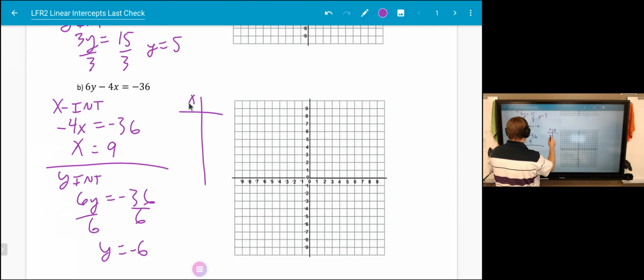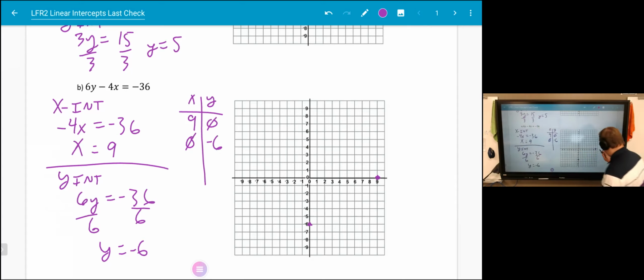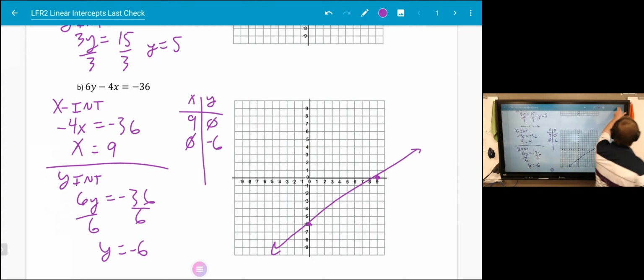If I make my little table here, for my x-intercept, that's when y was 0. X was 9. And if I do my y-intercept, that's when x is 0. Y turns out to be negative 6. So 9 comma 0, 0 comma negative 6. Draw the line. We'll see if I can do any better too. Hey, that's not bad. Not great, but it's not bad. That is how you take care of those. Okay, let's move on to the back page.